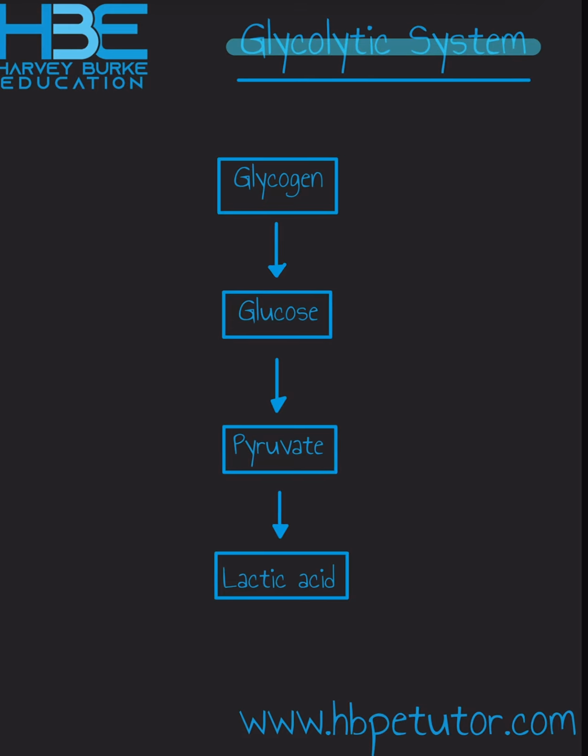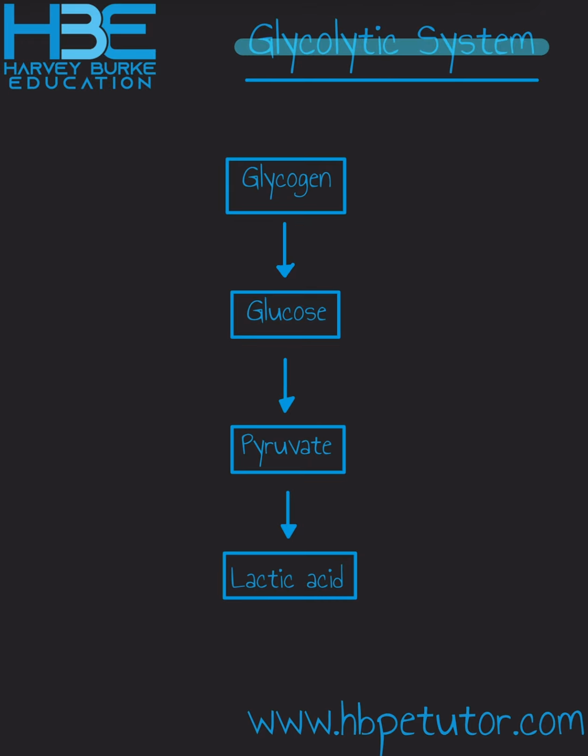Today we're going to go through the glycolytic system. And whenever you see lytic or lysis at the end of a word, that means the breakdown of. So that part means breakdown. And then the glyco part is referring to glycogen. So that word literally means the breakdown of glycogen. And that's what's happening here. So this is the anaerobic breakdown of glycogen.